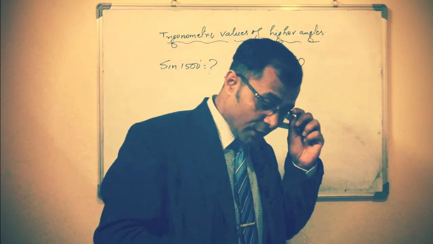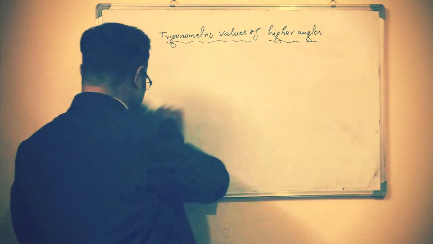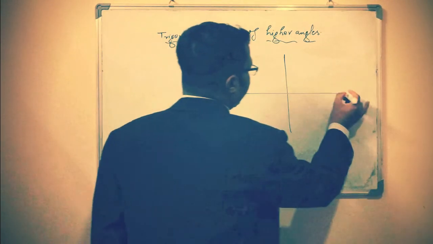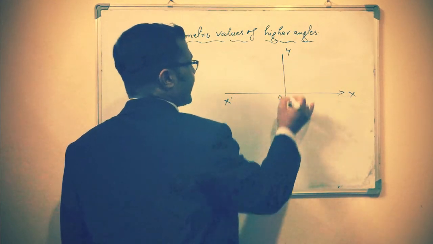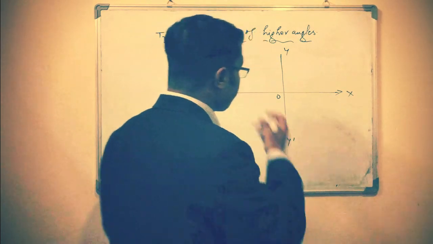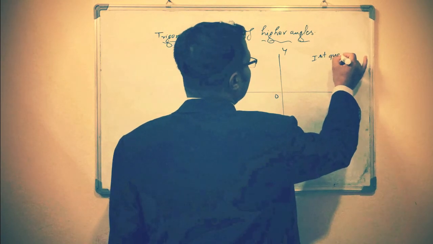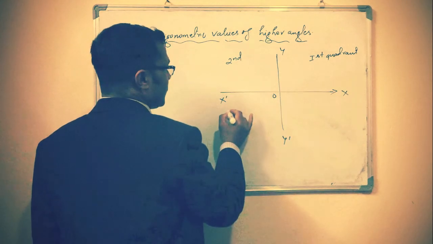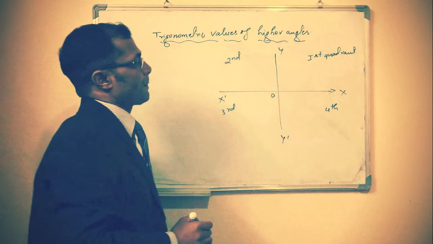Before we proceed to the topic and solve some problems, I have to give you some basic information. Just look here. This is the x-axis, and this is the y-axis, as you all know. First, you should know some rules. We call this the first quadrant, second quadrant, third quadrant, and fourth quadrant.